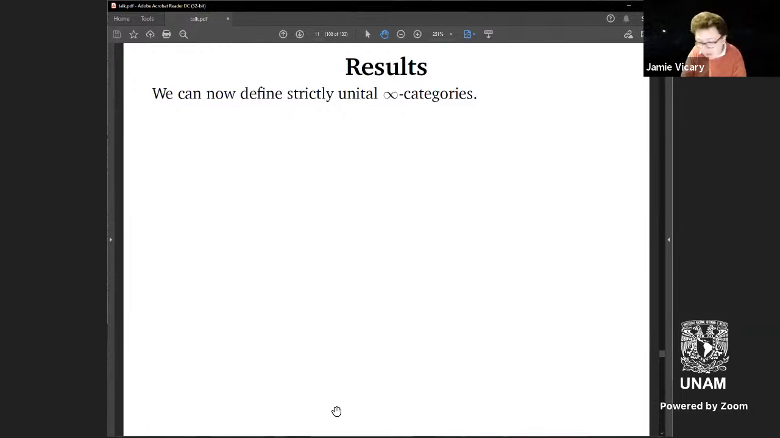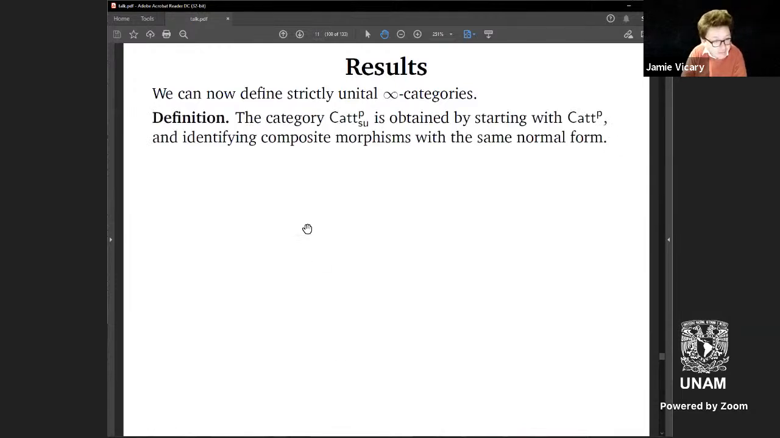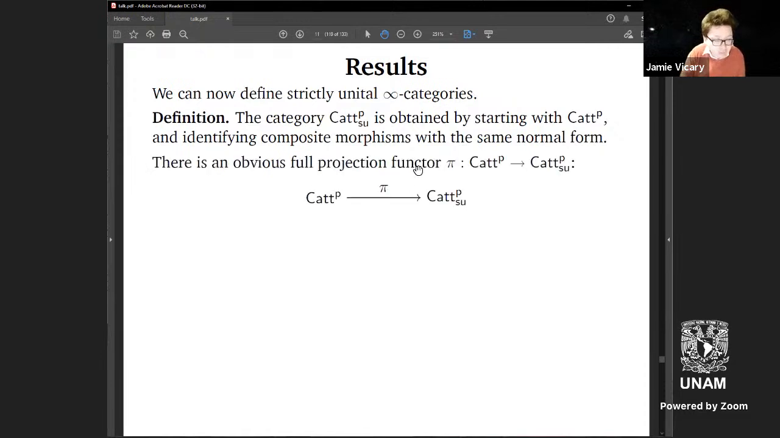Okay, so now we can define a strictly unital infinity category in a very easy way. So we define a one-category, Cat P SU. We start with Cat P. Remember, that had objects given by pasting contexts, these Batanin trees, and one-morphisms given by these strict functors. But then we apply this quotient. So if any two composite morphisms have got the same normal form, we identify them. We take the quotient. So there's obviously a functor from Cat P to Cat P SU, because Cat P SU is a quotient of Cat P, and it's obviously full, right?